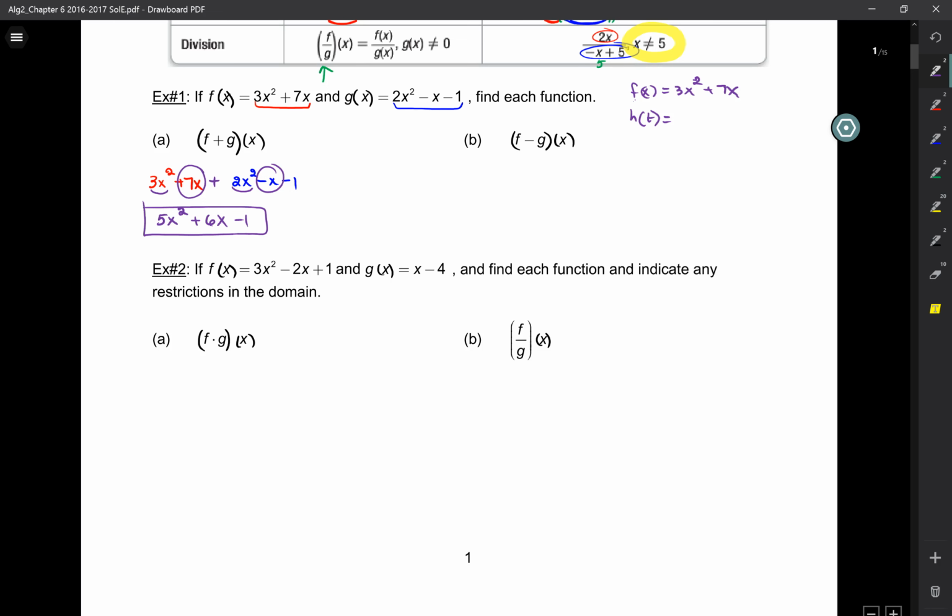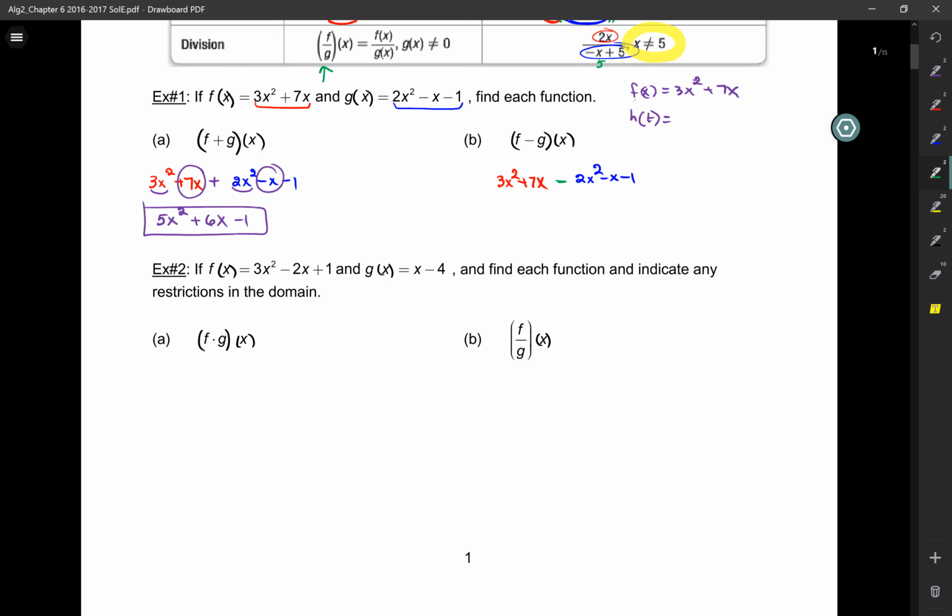All right, the next one says f minus g. So I'm going to take my f again, and I'm going to take my g. What am I going to do with these two? Subtract them. Can I just do that and be done with it? No, I need parentheses. Okay? You've got to have your parentheses.